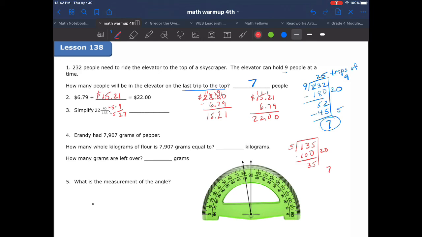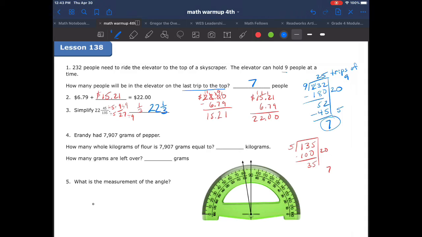And at this point, you hopefully notice that I could divide both of those by 9. So you can make it even simpler. Divide that by 9 and that by 9. And I end up with 1 and 3. So overall, 22 and 1/3 is my simplified fraction. You have to admit, 22 and 1/3 is a lot simpler than 22 and 45/135.